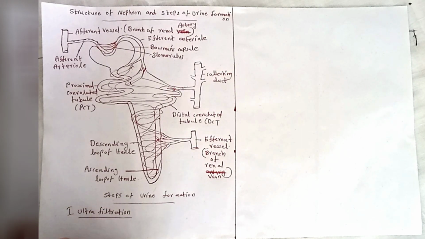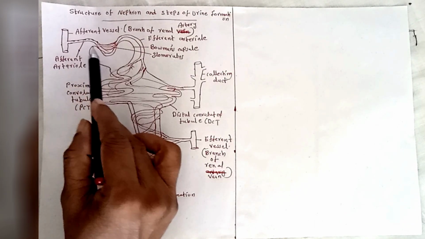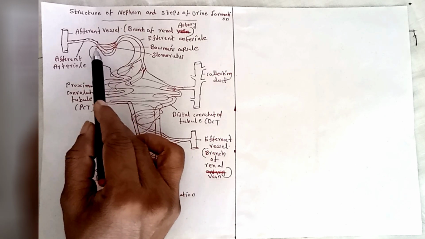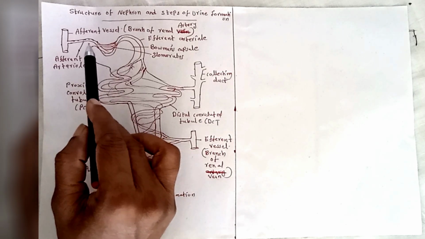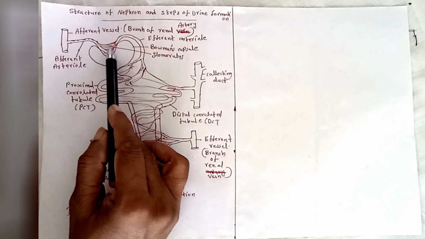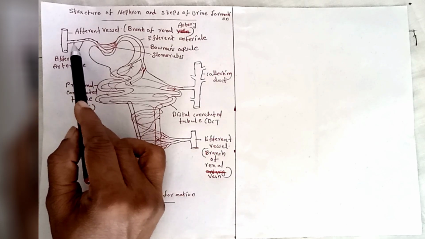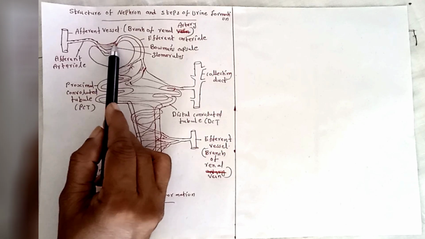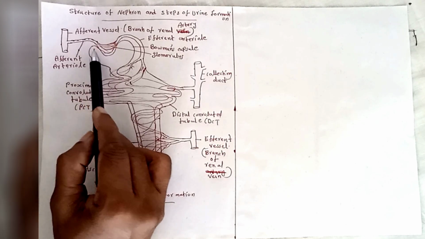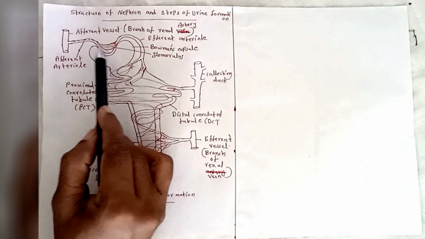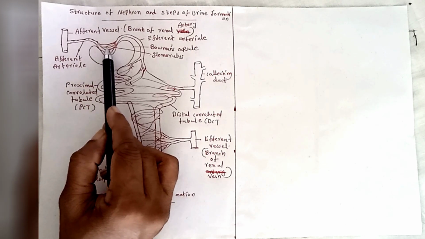What is ultrafiltration? Each glomerular capillary receives blood flow under high pressure, because this is a wide tubule and this is divided to form narrow tubules. So here a high blood pressure forms from the wide area to the narrow area.